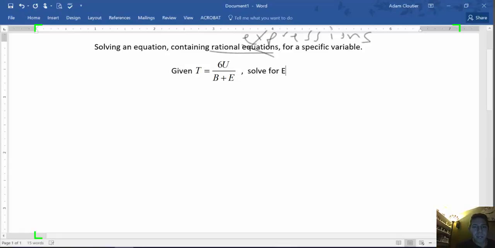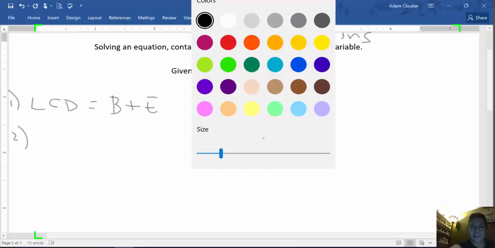Anyway, the first thing you want to do is find your least common denominator. And in this case, we only have one denominator, so it's really just that denominator. The second step we want to do is take this LCD and multiply every term, both on the left and on the right-hand side, by this LCD.